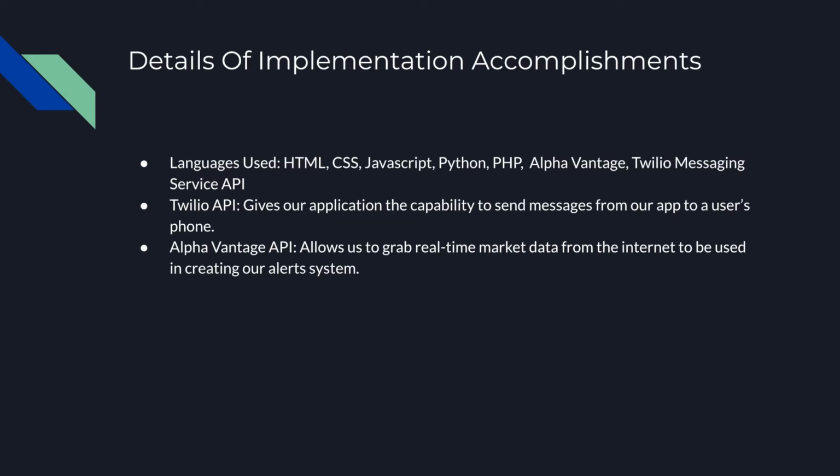The Twilio API just gives our application the ability to send messages from the app to the user, which is one of the main functionalities for our application. And then the other API is also very essential, the Alpha Vantage API. It allows us to grab the real-time market data so that we can use that to send the alerts to our users.